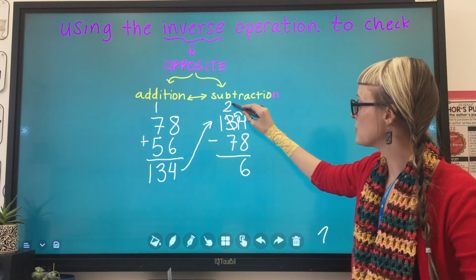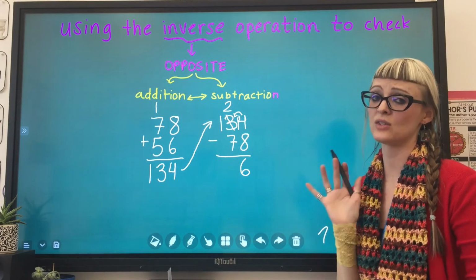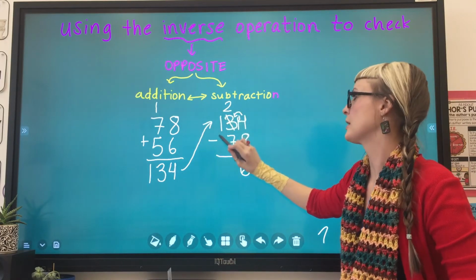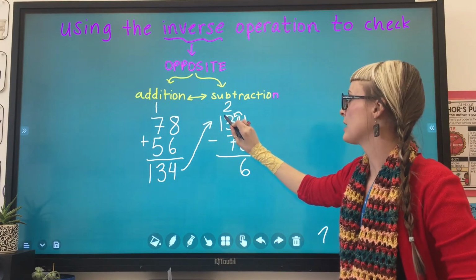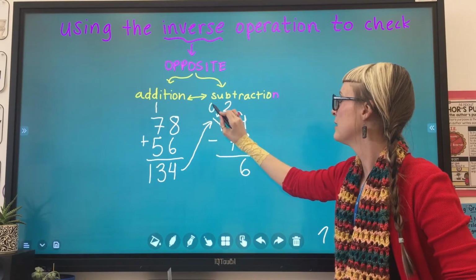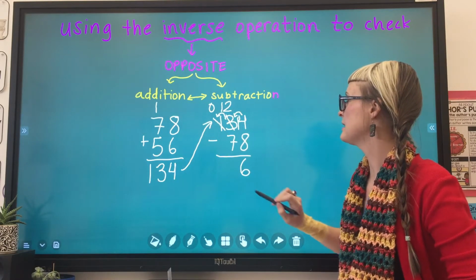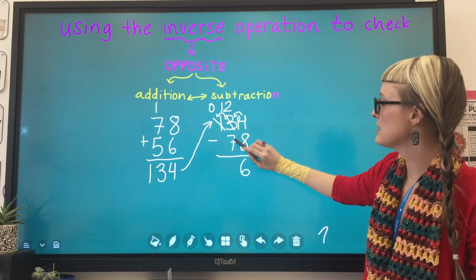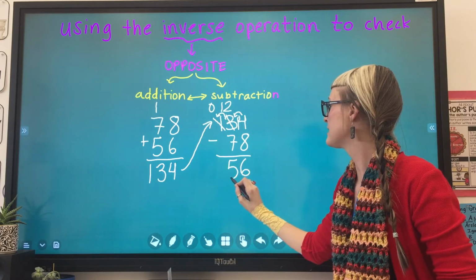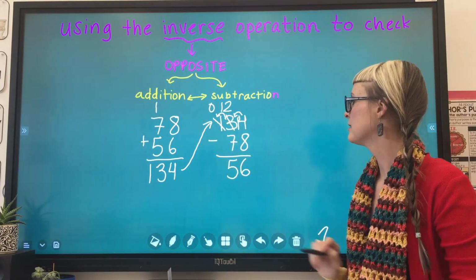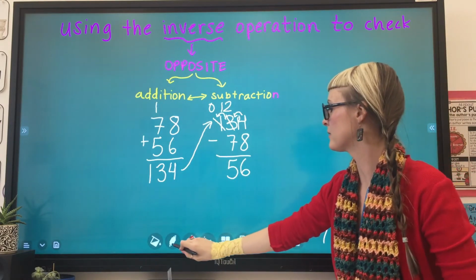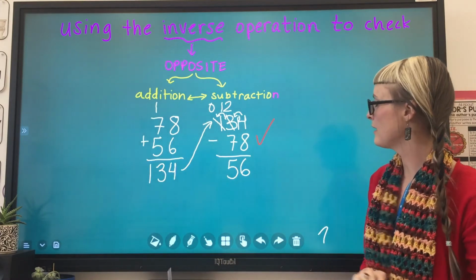And now I have 2 10s, but I need to take away 7 10s. So again, I have a problem. I'm gonna need to go next door and get 10 more. So I'm gonna come over here, and I need to take away this 100 because I need to bring it over here and give myself 10 10s. So now I have 12 10s minus 7 10s. It's gonna be 5 10s. And I have 0 hundreds, so the answer is 56. So, there we go. So this answer is correct.